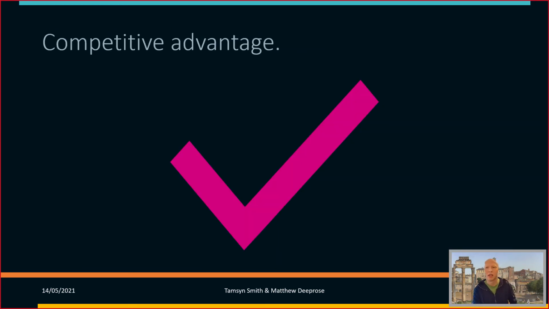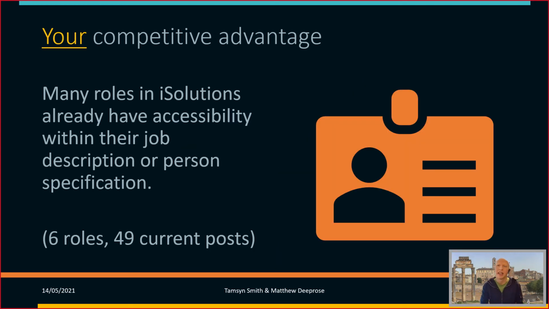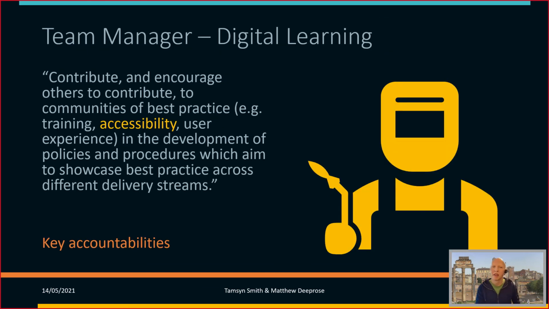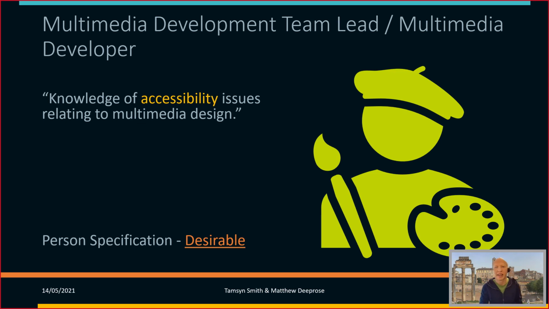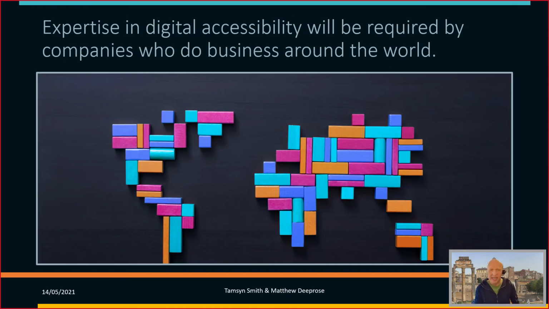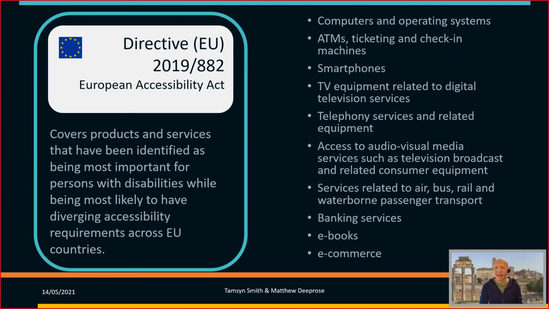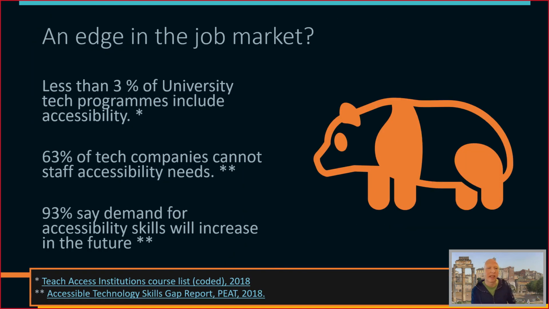It's also to your competitive advantage. Already, 6 roles within iSolutions require knowledge or experience within the area of accessibility. And if you were to move into the tech sector from outside of the university, selling or doing business around the world, then you will need to comply or produce products that comply with worldwide accessibility standards. And 63% of tech companies state that they cannot staff all of their accessibility needs.